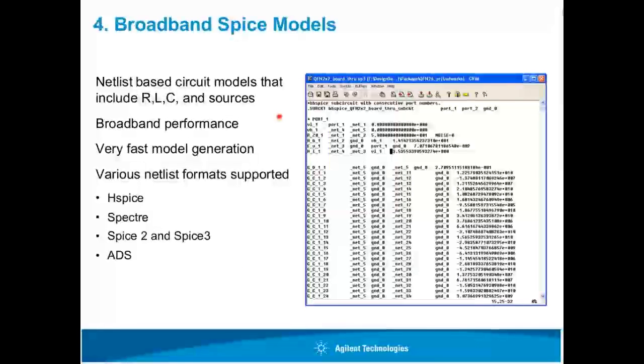The last one is the broadband SPICE models, which is basically a netlist-based circuit model that includes the RLC and sources, and it should give the broadband performance. The model generation process is very fast, and it also produces different types of models, such as supporting HSPICE or Spectre, SPICE 2 and 3, and it even generates models for ADS. So from this point, I'd like to switch over and show you how exactly the models are developed.